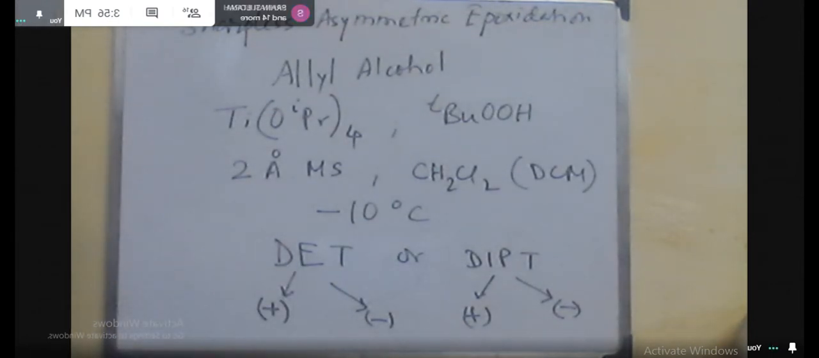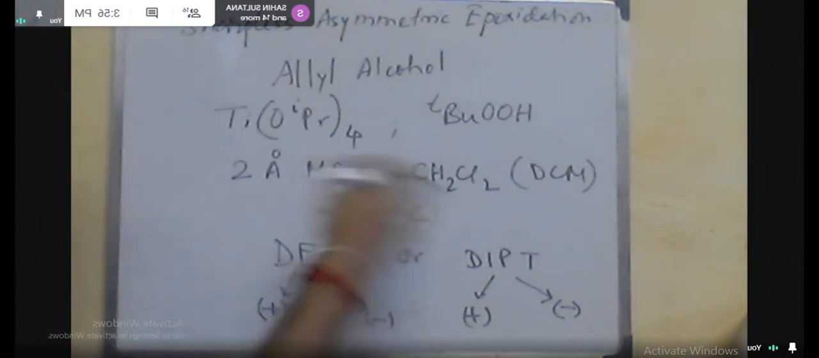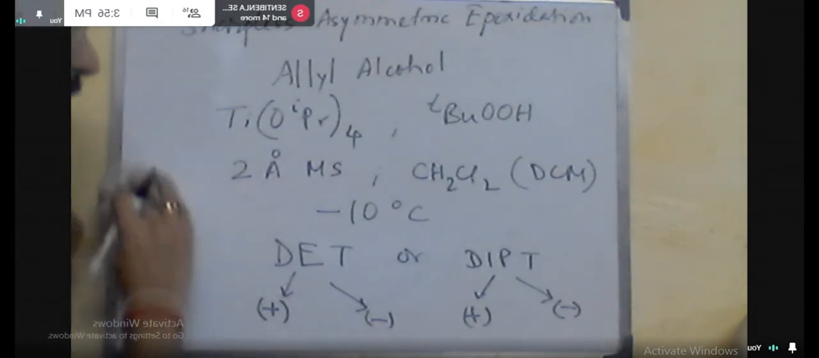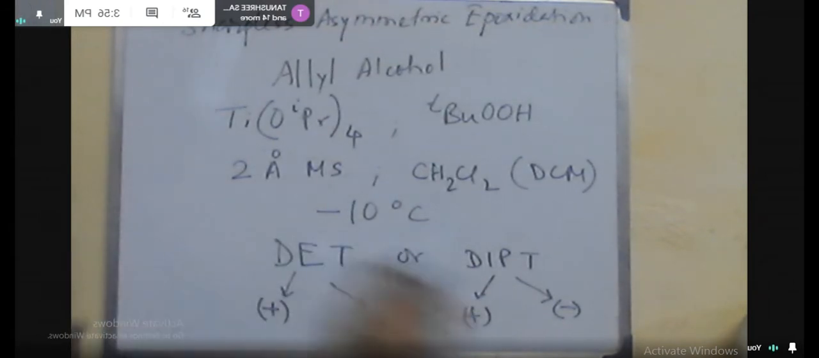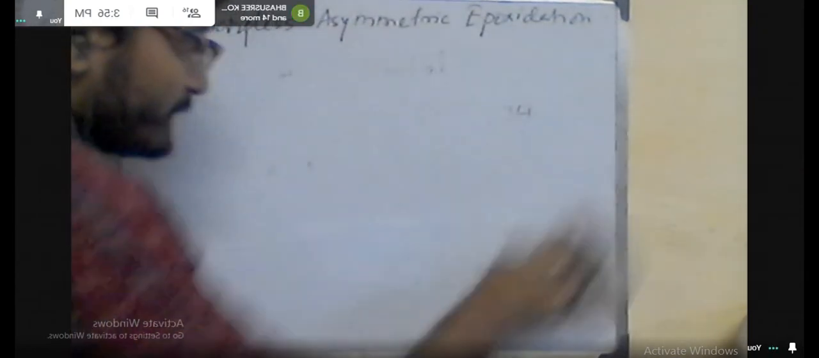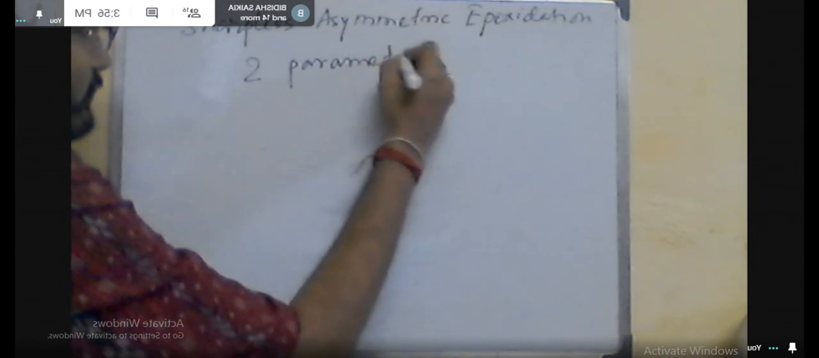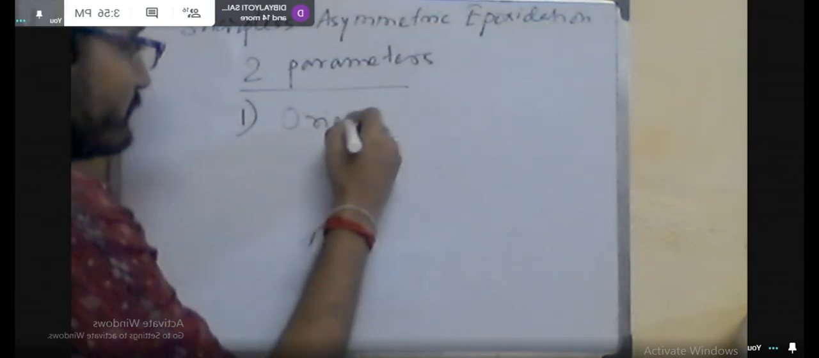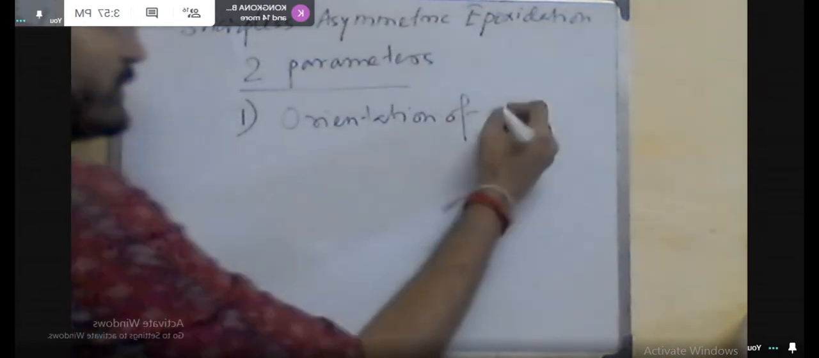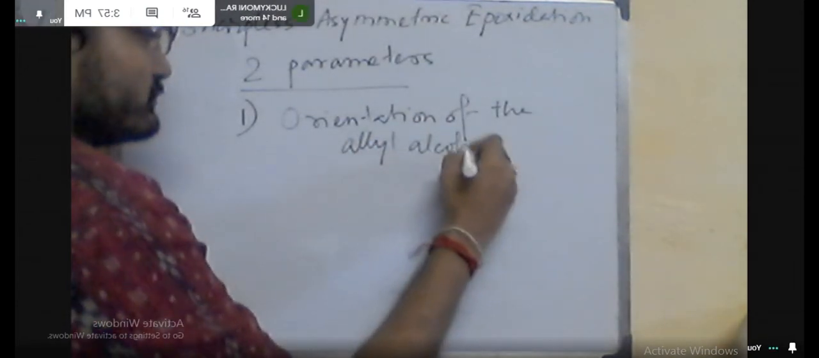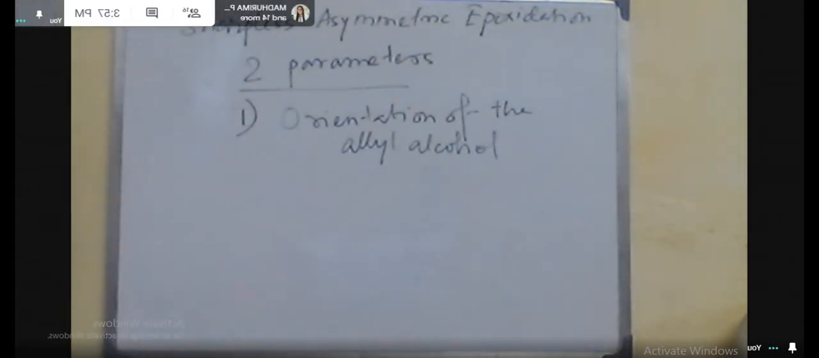I am not discussing the mechanism, but how you can predict the product by using this method. So in this case, you have to consider two important parameters. One parameter is the orientation of the allyl alcohol, and another is the optical rotation of the chiral reagent. That means, is it plus or minus DET or DIPT?